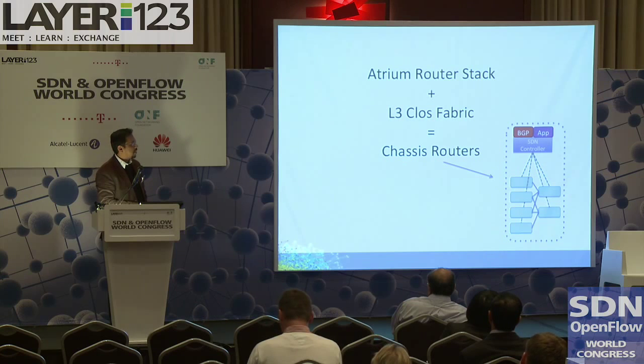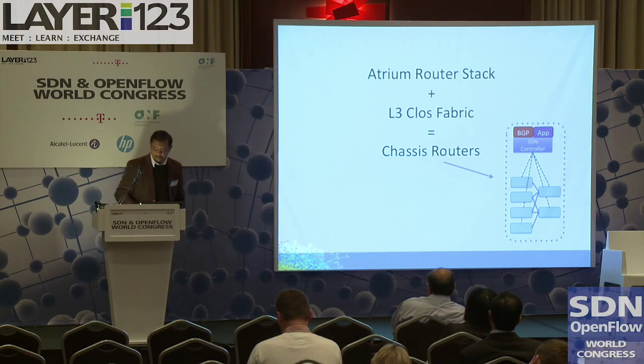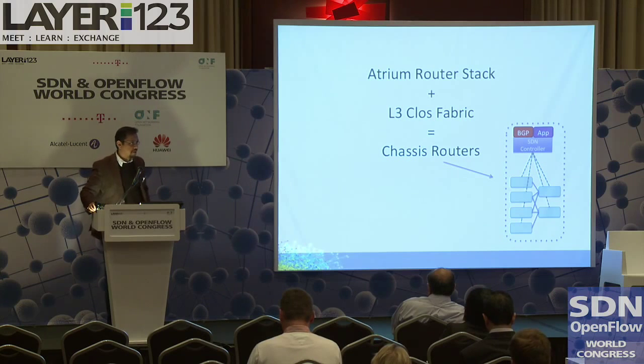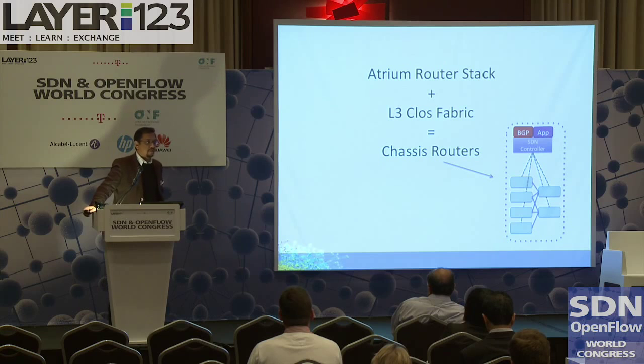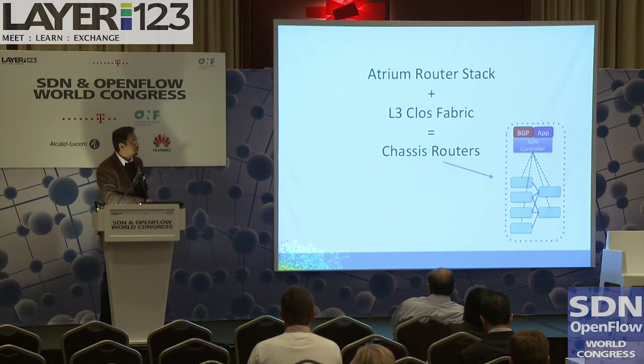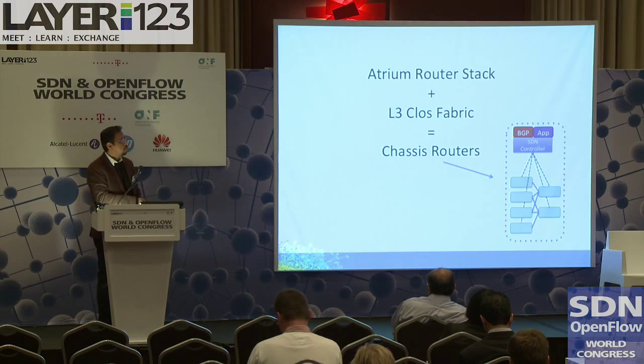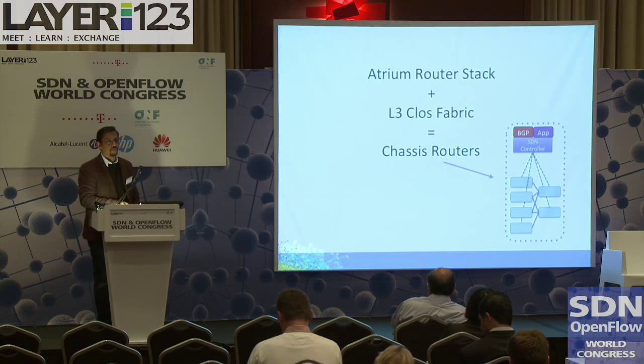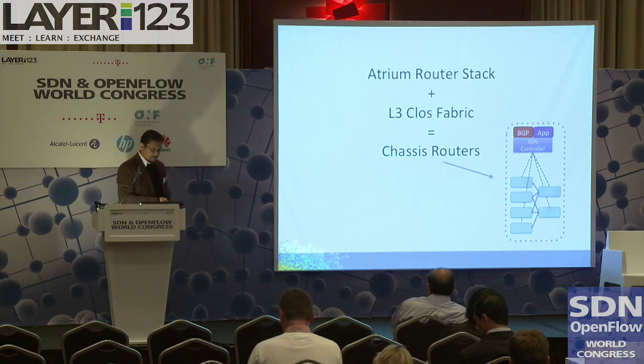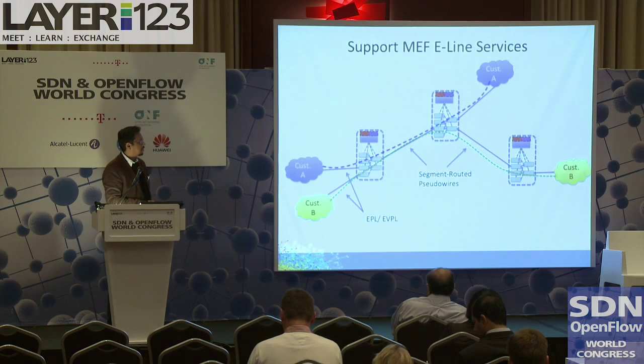So this is, if you followed the work that Google and Facebook have done in their networks, this is essentially it. Google's Jupiter and Facebook's Six-Pack are essentially chassis routers built out of SDN technologies with bare metal hardware and the control plane pulled out of the switch. So this is something that definitely a few people are interested in.